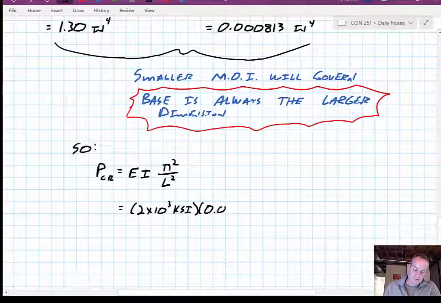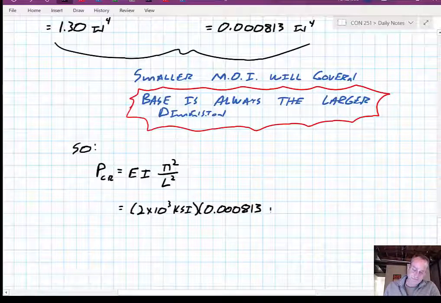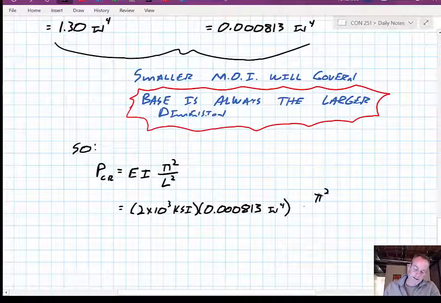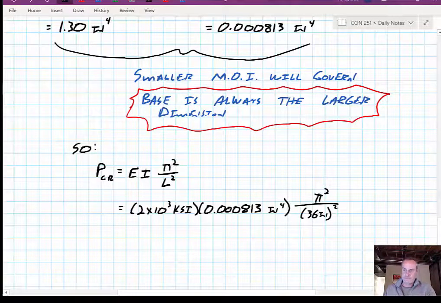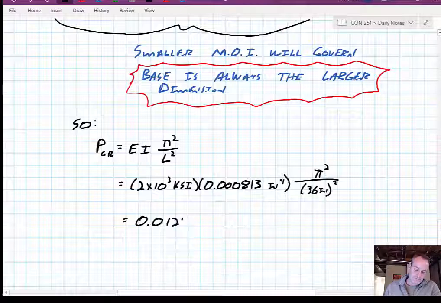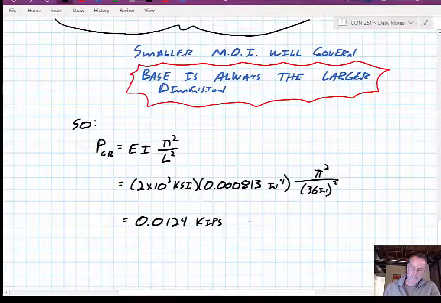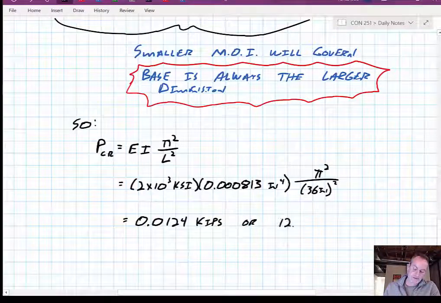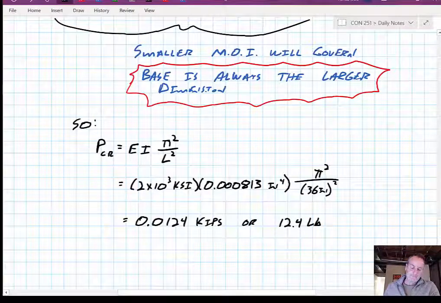Moment of inertia, we said, was that smaller one, 0.000813 inches to the 4th. Times pi squared, divided by our length, which is 36 inches, and we are squaring that number. Plugging it all into my calculator, I end up with 0.0124 kips. Now remember, a kip is 1,000 pounds, so really what I'm saying is 12.4 pounds.